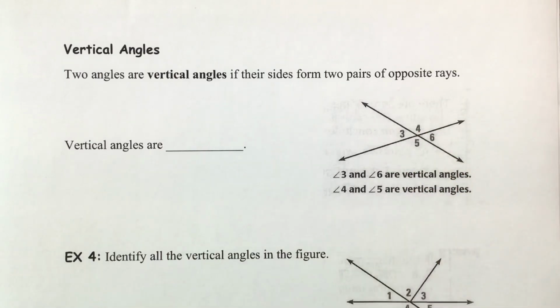Okay, so simply put, you could describe vertical angles as when two lines intersect with each other, they would be angles that are on opposite sides. They would be the angles that are non-adjacent to each other.